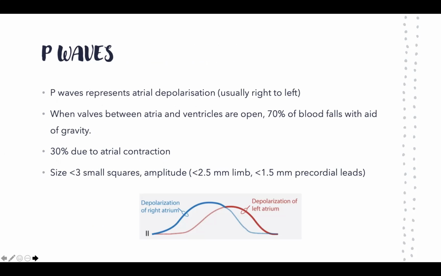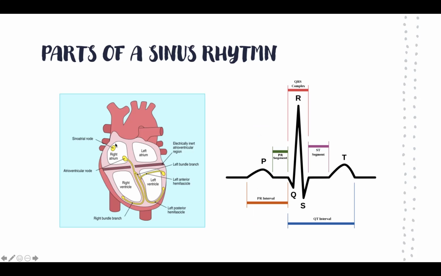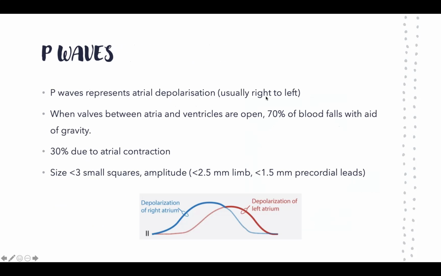All right, now that we've identified our axis and where it's lying, it's time to look at the P wave. So what is the P wave? Remember, it's the atrial depolarization. Let's go backwards. It starts off with a P wave going to our right atrium and then our left atrium, because our right atrium is much closer to the sinoatrial node. So we know that it's going to be depolarized first, right to left.